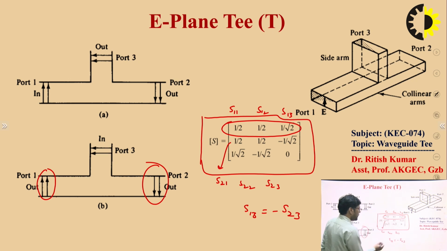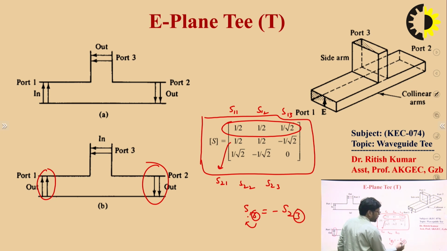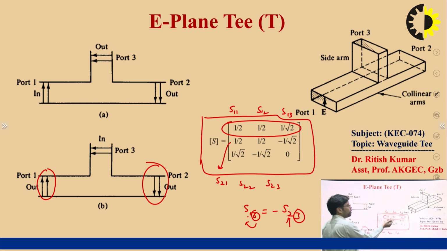You can clearly see here this one is the input port and this one is the output port. You are applying the input at port number 3 and receiving the output at port number 1. Here you are applying the input at port number 3 and receiving the output at port number 2. Both are of equivalent magnitude, but with phase opposition. 1 by root 2 also represents a half power divider. It works as a half power divider if you apply the input at port number 3. I think this scattering matrix is clear to all of you.